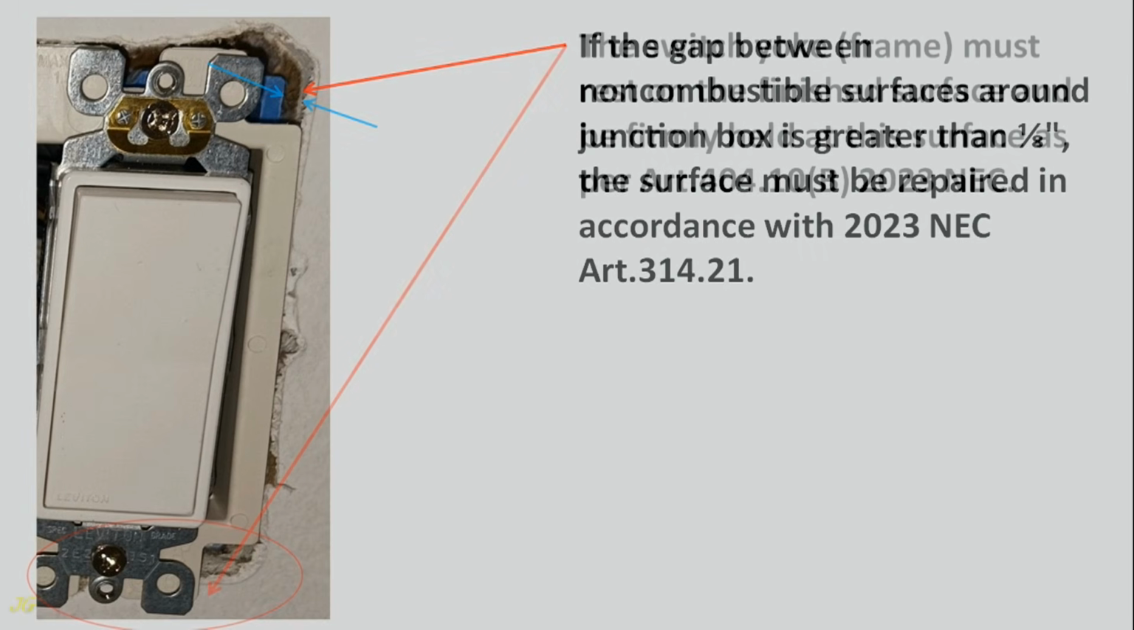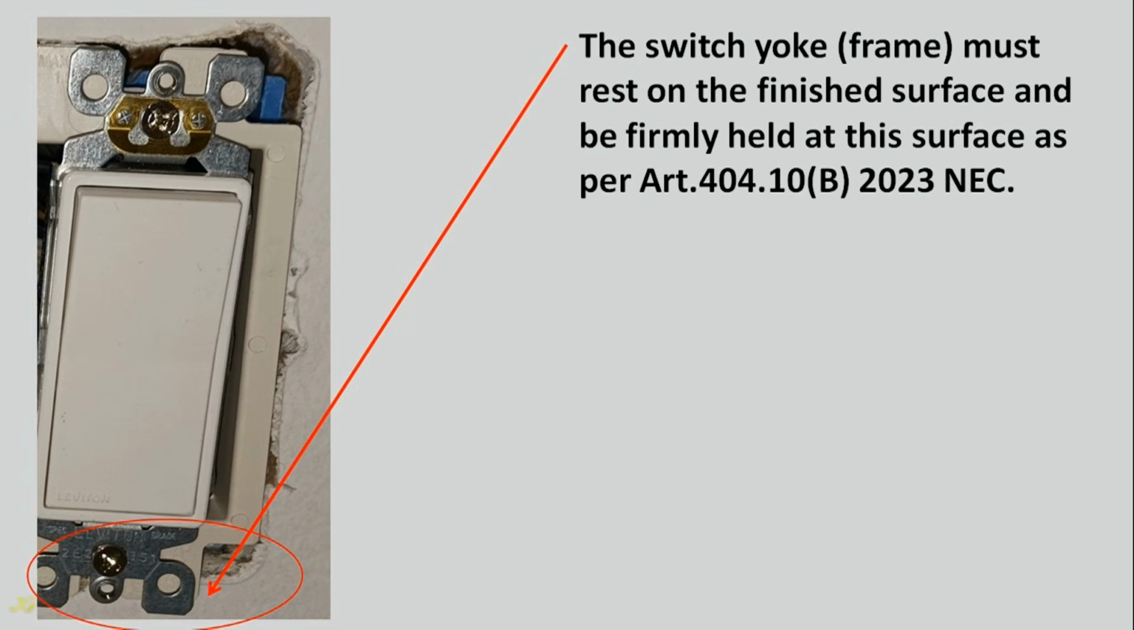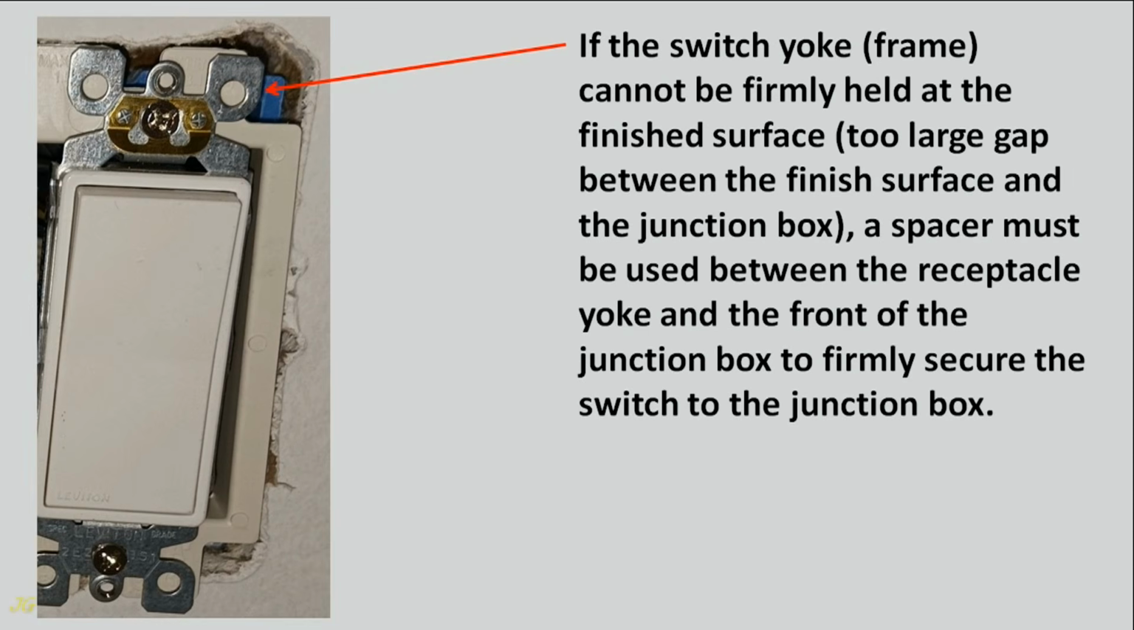314.21. The switch yoke, frame, must rest on the finished surface and be firmly held at this surface as per Article 404.10, b. 2023 NEC. If the switch yoke cannot be firmly held at the finished surface, due to too large a gap between the finished surface and the junction box, a spacer must be used between the switch yoke and the front of the junction box to firmly secure the switch to the junction box.